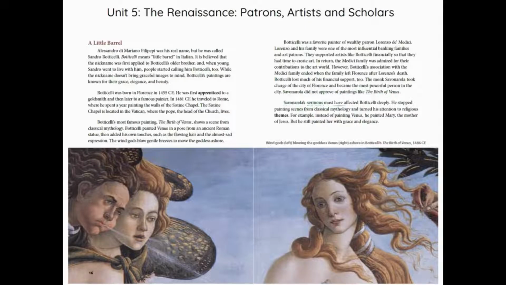Savonarola's sermons must have affected Botticelli deeply. He stopped painting scenes from classical mythology and turned his attention to religious themes. For example, instead of painting Venus, he painted Mary, the mother of Jesus. But he still painted her with grace and elegance.